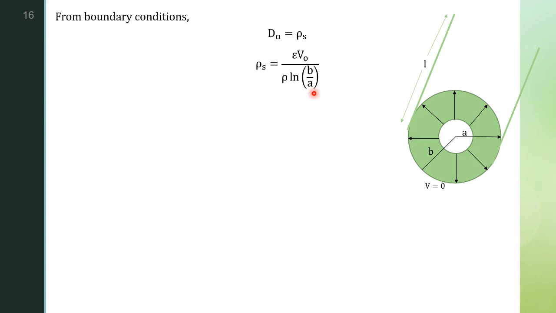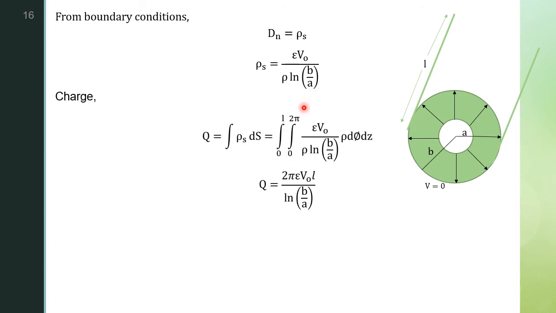Now, if you know the surface charge density, to find the total charge Q, we need to integrate rho s with respect to dS. While integrating rho s with respect to dS, we need to find the total area along the rho direction. That is, the field lines are radiated radially. So along rho direction, the area is given by rho d phi dz.